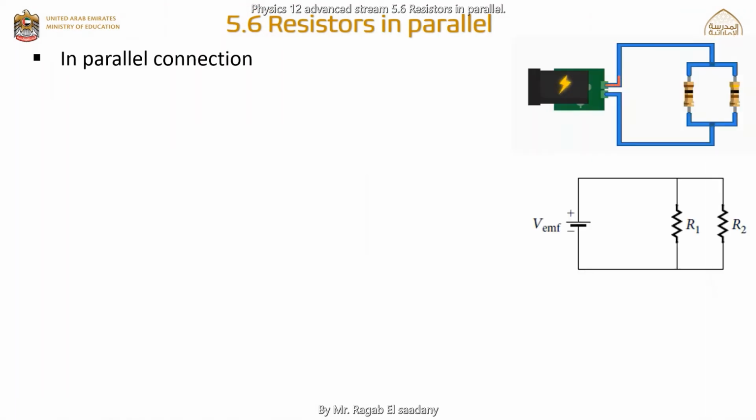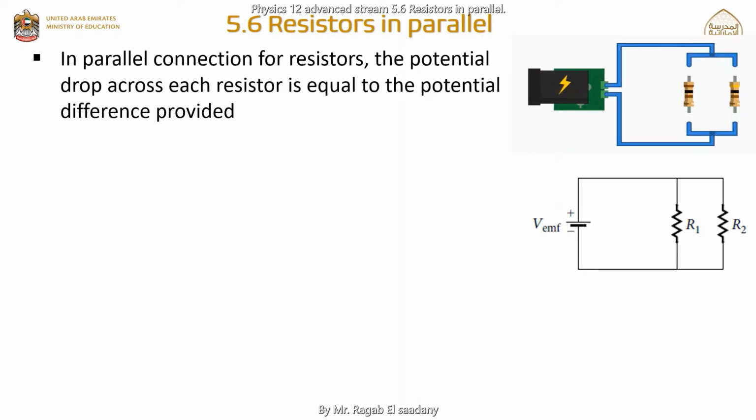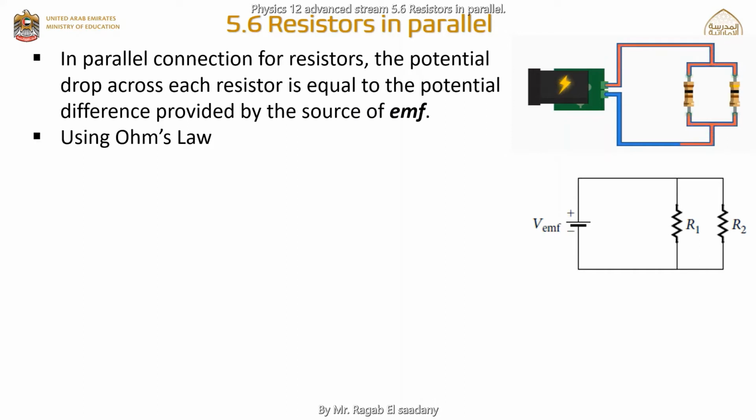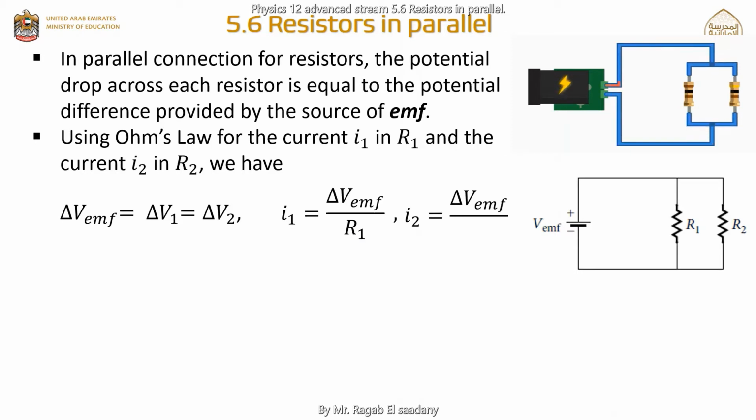In parallel connection for resistors, the potential drop across each resistor is equal to the potential difference provided by the source of EMF. Using Ohm's law for current I1 in R1 and current I2 in R2, we have delta V EMF equal delta V1 equal delta V2.